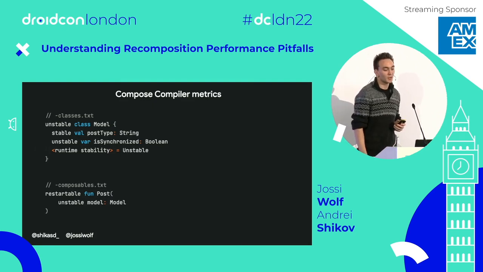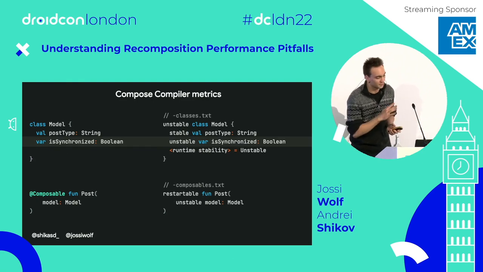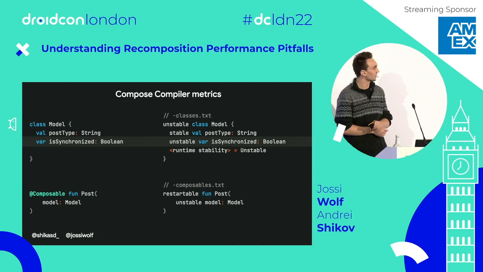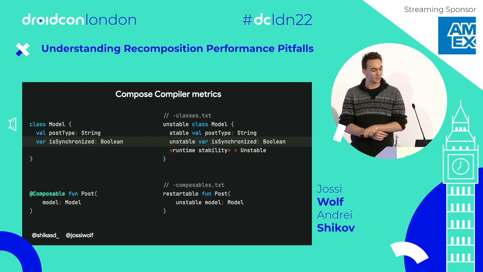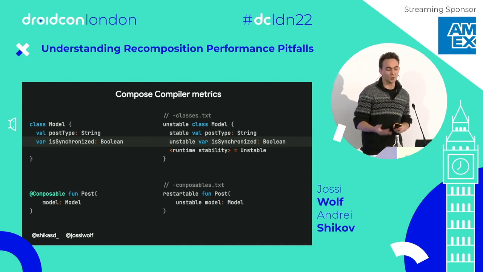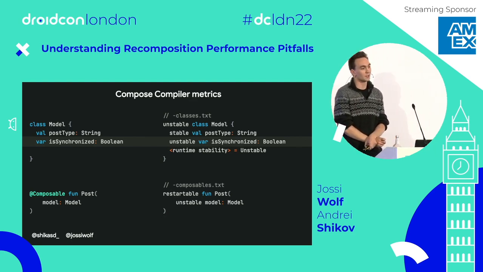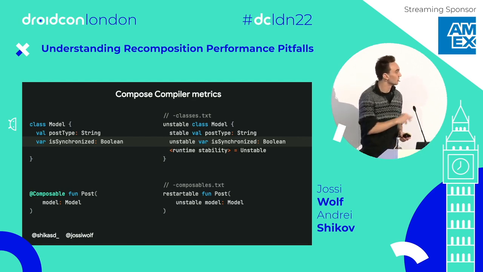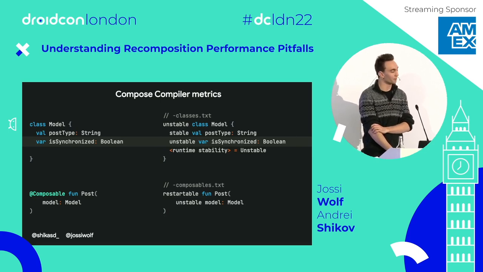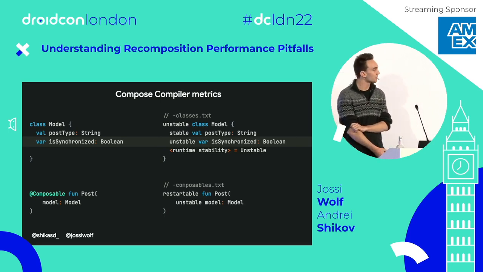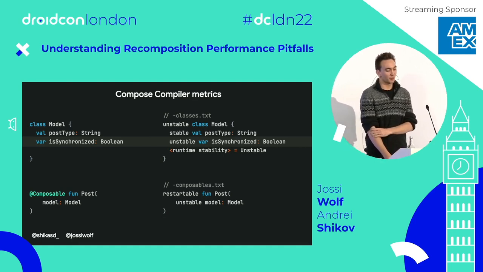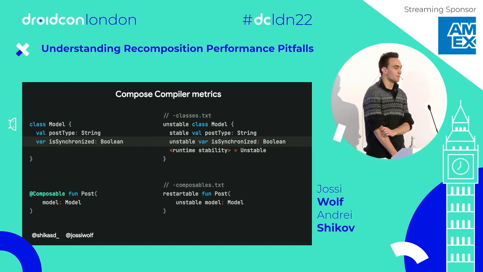Here, say we have our class Model. We have a post type, which is immutable, but then we have isSynchronized, which is actually mutable. Not good, because Compose goes, oh yeah, isSynchronized is unstable, so the whole class becomes unstable. We can also see that our composable, which we can find in composables.txt, is considered restartable, which is pretty much every composable, but then its input is an unstable model. Okay, not good. What can we do?